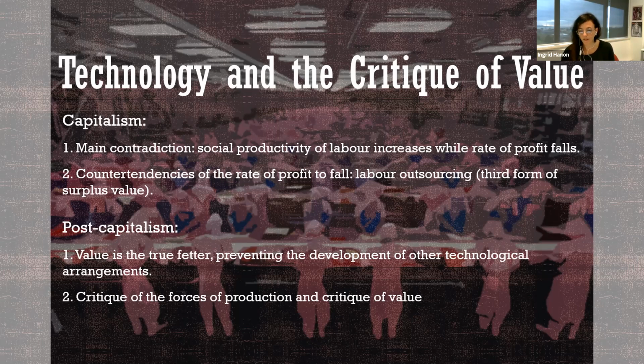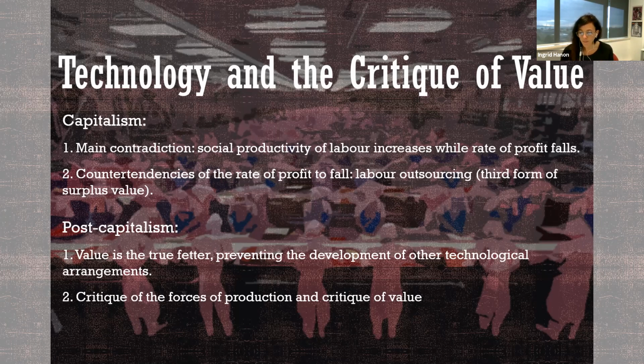Analyzed from the perspective of value, the contradiction between relations and forces of production can be related to Marx's analysis of the organic composition of capital, where he observed that capital's tendency to increase the social productivity of labor leads at the same time to the fall of the rate of profit. Therefore, capital's contradiction refers to this logic where the rate of profit falls, not because capital is less productive, but the opposite.